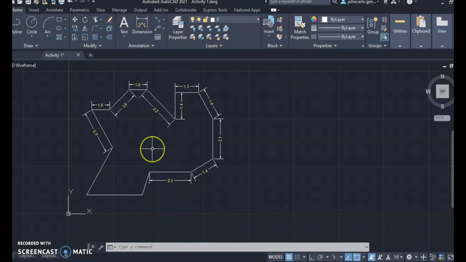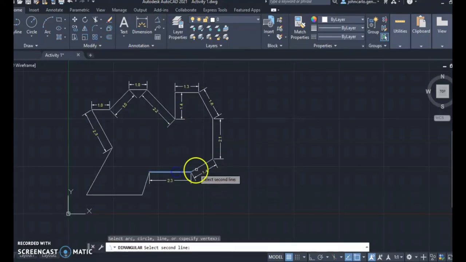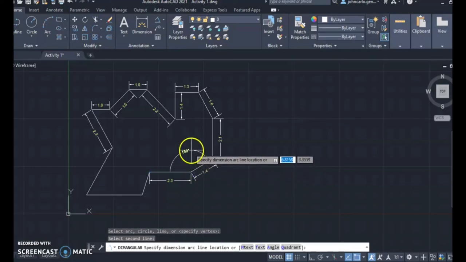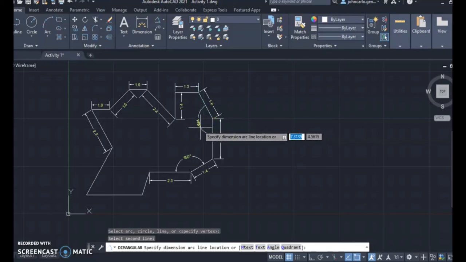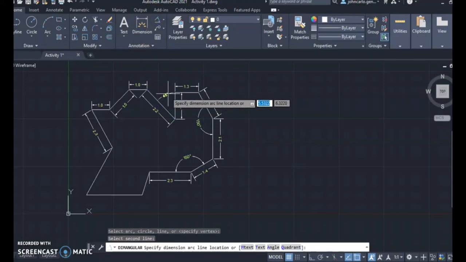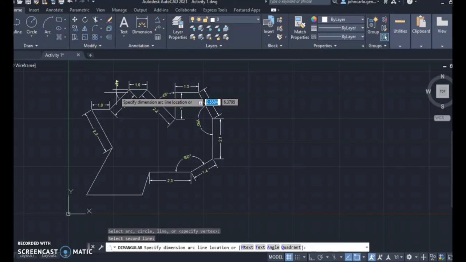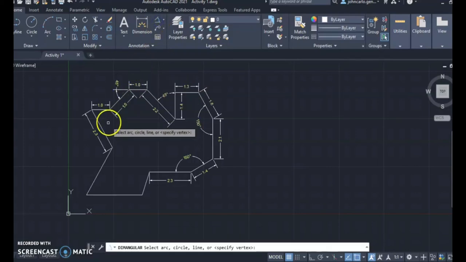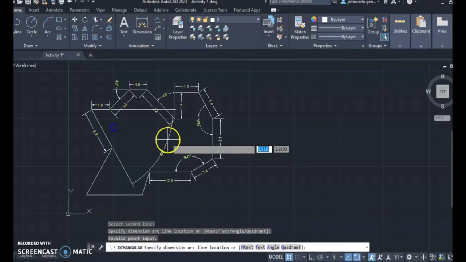The next is how can we do to put some angle. So it is on the angular. So like this one, put the two lines right here, and now we can get a 150 degrees angle. Okay. And the rest. So 45 degrees. And this. Another 45 degrees. Okay.